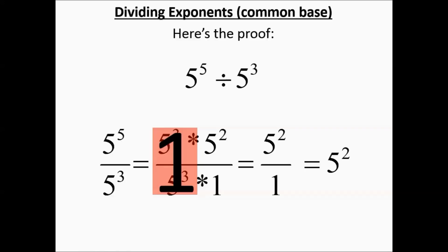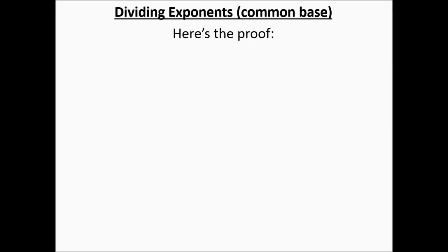A little bit of a weird concept. The big thing you need to remember, if the proof is hard to understand, subtract the exponents. That's the gist of it. So here's another proof. If you have 6 to the 3rd divided by 6 to the 10, you can think of it as 6 to the 3 over 6 to the 10.